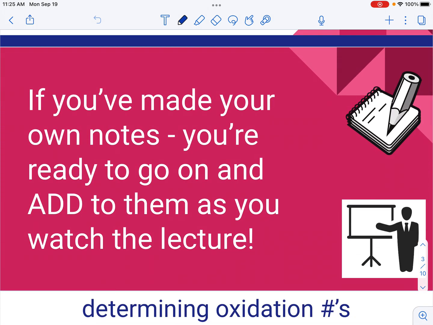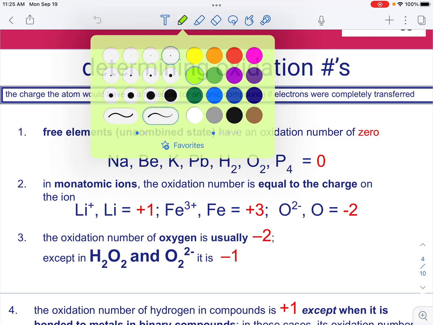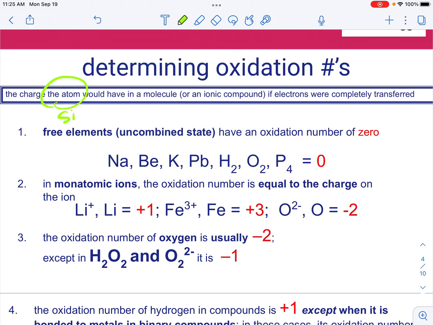Okay, here goes. So you have some rules that you wrote in your learning targets about determining oxidation numbers. So remember that an oxidation number is the charge that the atom would have, a single atom. This is a really important distinction here. This is a charge that a single atom would have in a molecule or within an ionic compound if the electrons were completely transferred.